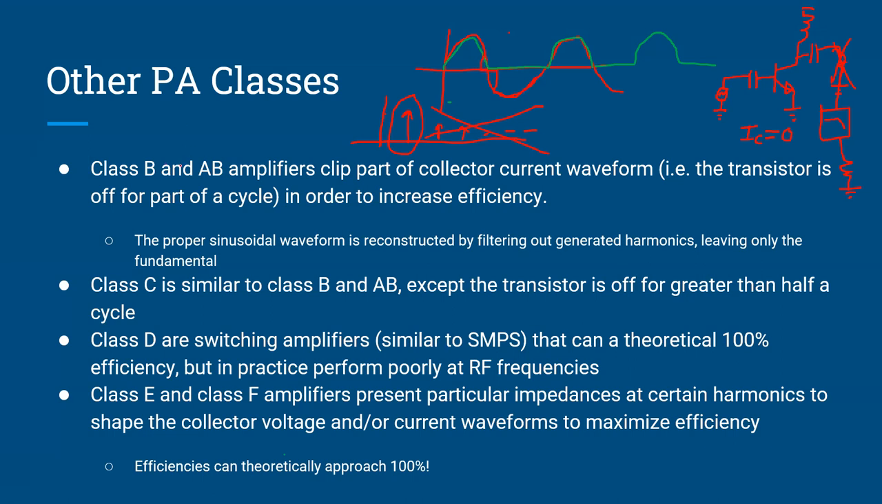Okay. And the difference between class B and class AB is that in class AB, you'll bias the transistor so that it's slightly on, and then it'll conduct for part of the negative cycle, but not the entire negative cycle. So that's the only difference between the two.